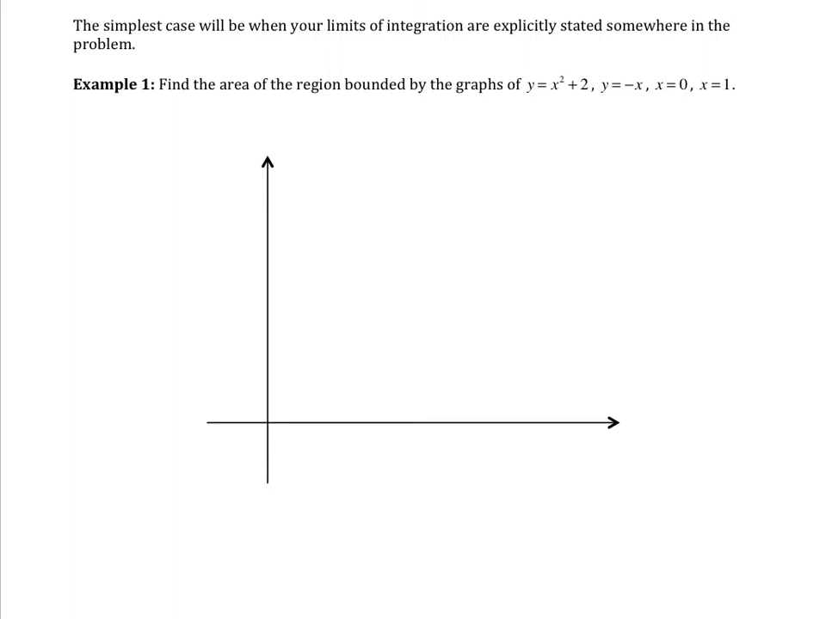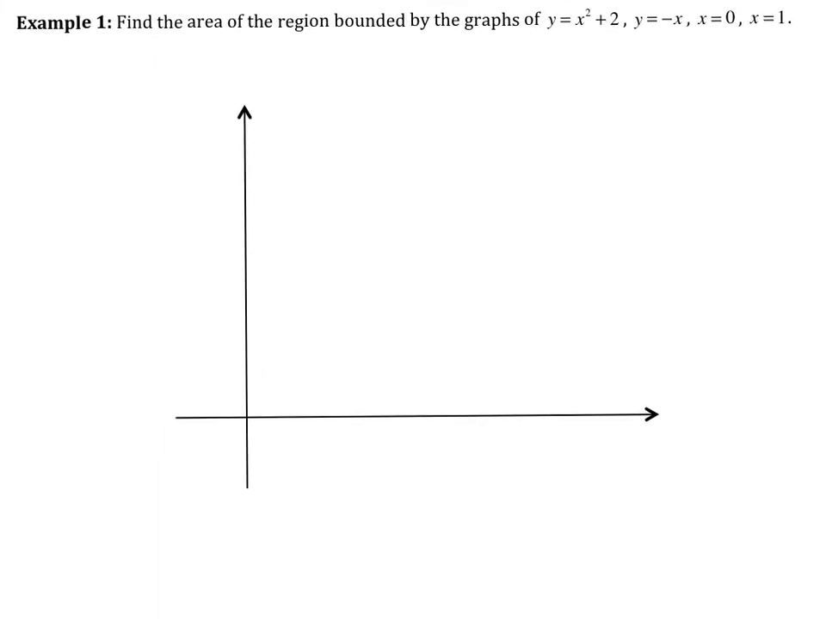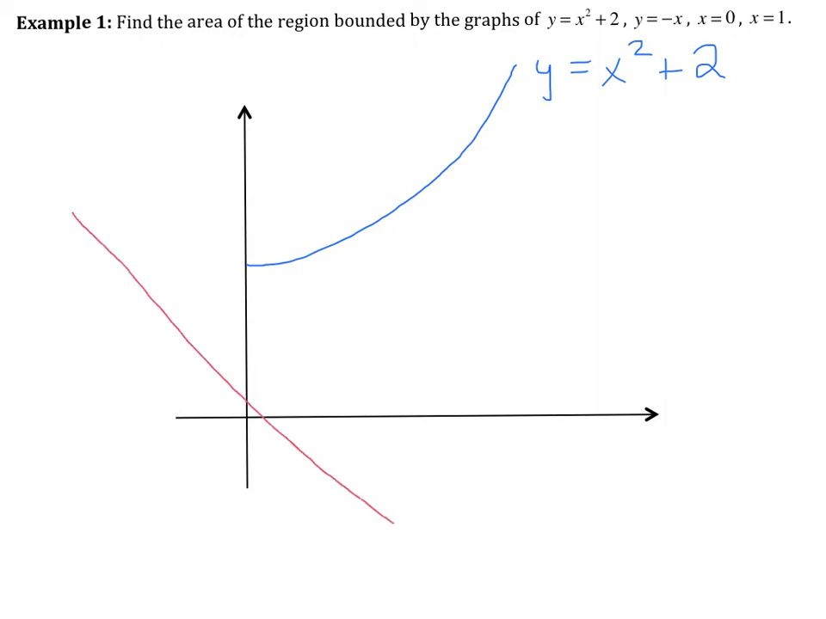Okay, so y = x² + 2. Well, that's just a parabola. It's a little concave up parabola. I'm just going to draw half of it, and you'll see why in a second. Let's just draw from here up. We'll call this y = x² + 2. The other line is y = -x, and so that's actually going to go right through the origin. So we're going to be looking at something like this.